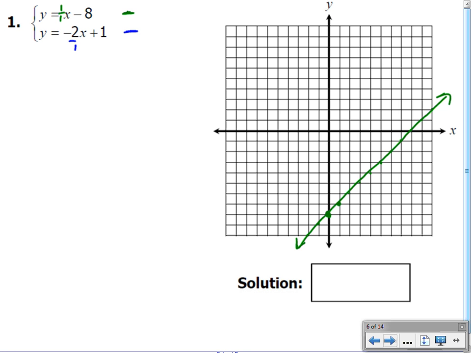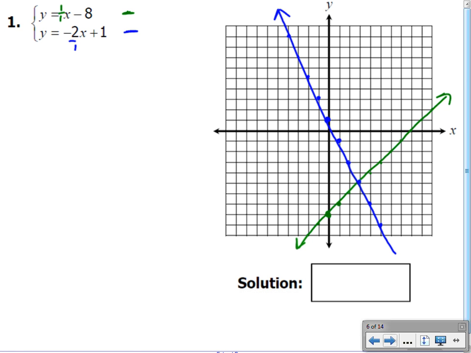Okay, so here's my first line, and then we're going to graph the second. Y-intercept of 1, slope of negative 2, so we're going down 2, right 1. And then we can also go up 2, left 1 to fill in the rest of our points. So we get our points, we connect, and we have our two lines.